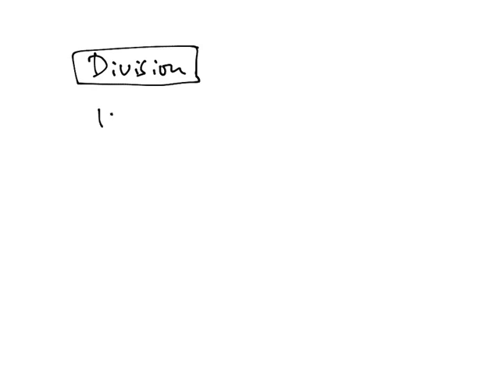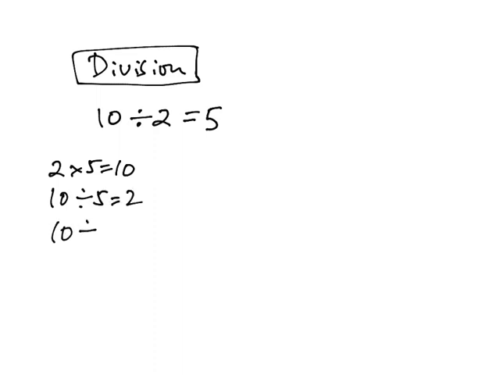When you say something like 10 divided by 2 equals 5, these three numbers, 10, 2, and 5, have a relationship. We can take those three numbers and say 2 times 5 equals 10, 10 divided by 5 equals 2, 10 divided by 2 equals 5. You can make these three equations out of using the numbers 10, 2, and 5.